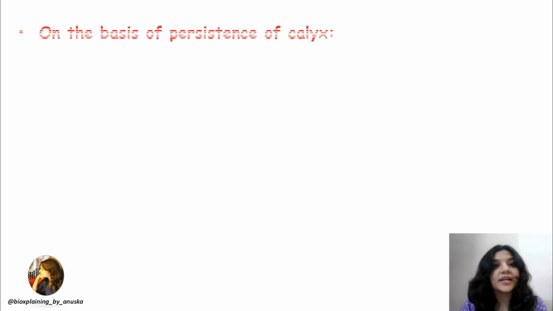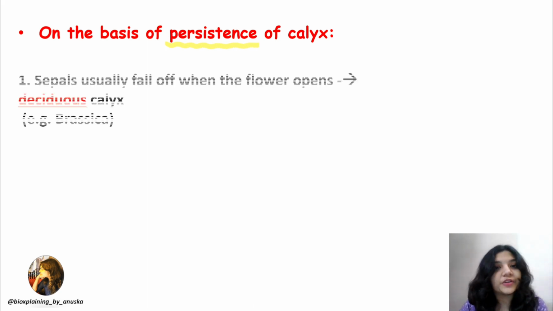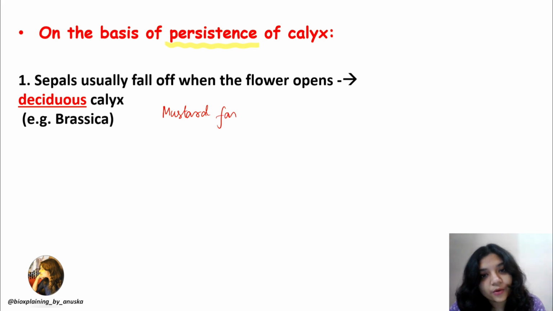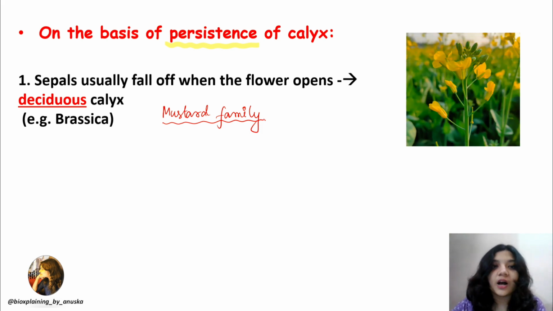Okay, so the next categorization that we have is again regarding the calyx. So now this is on the basis of the persistence of the calyx. So let's see what the different types are. There are flowers where the sepals usually fall off when the flower completely opens or you have the fruit with you. So these are known as deciduous calyx, and you will mostly find them in Brassica. That means you will mostly find them in the mustard family. The mustard family is what we call Brassicaceae. So mustard family is a classic example that shows deciduous calyx. This is an image showing the same thing.